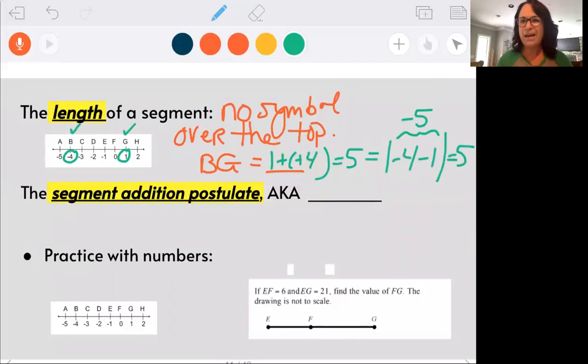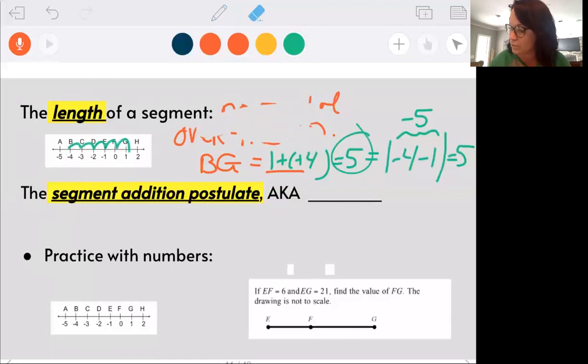Honestly, for me, I would just hop along the line. I would go like this. How far is it from B to G? Let's count. Let's put our pen at B and go 1, 2, 3, 4, 5. 5. I mean, honestly, it's easier, right?